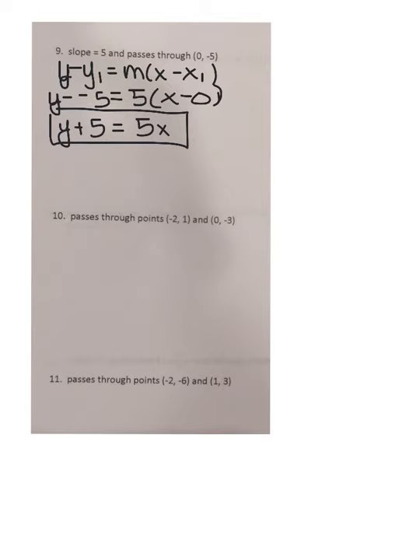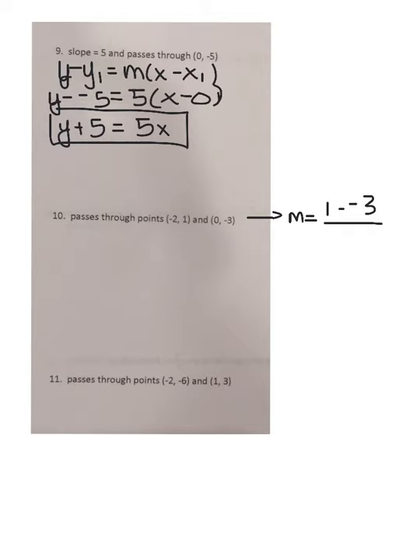Okay, now in number 10, it's still point-slope form, but they didn't give us the slope. So off to the side here, I'm going to do the slope formula. Remember, the slope formula is y2 minus y1 over x2 minus x1. So I'm going to do 1 minus negative 3. So if you look at what I just did, I did left to right with the y values, right? So now I got to do the same thing here, so left to right.